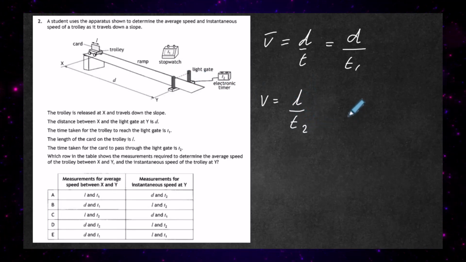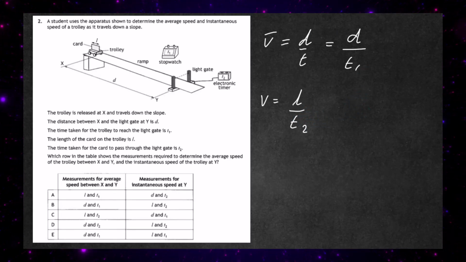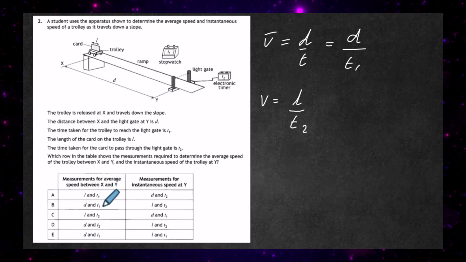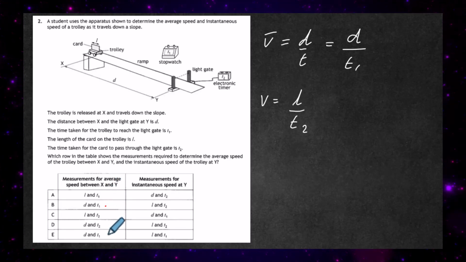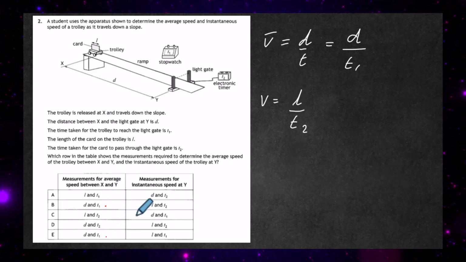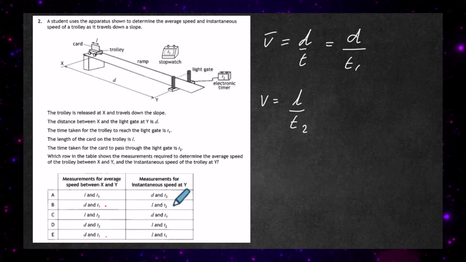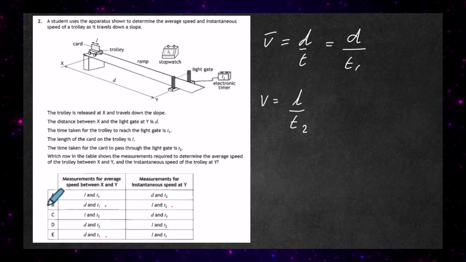So we're looking for the following. We're looking for the average speed to be D divided by T. So it's going to be this one here, D divided by T1. So it could be this one, or it could be D divided by T, or it could be this one down here. But the instantaneous speed is L divided by T2, and that's this one here. So that's the two that match up. So for question 2, the answer is B.